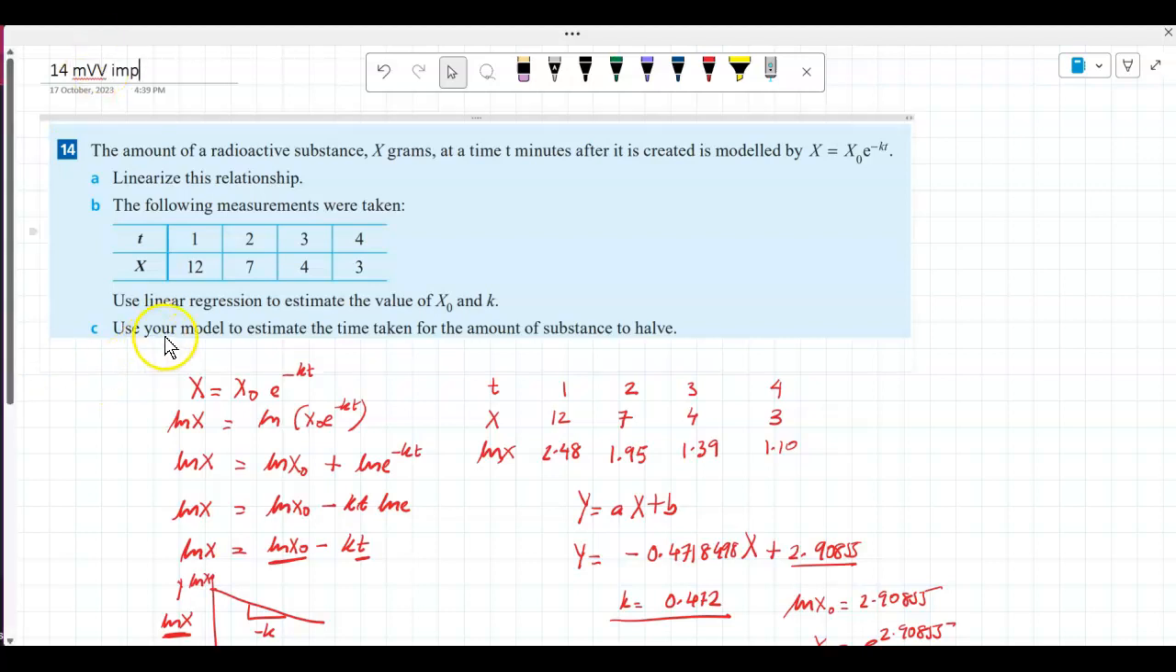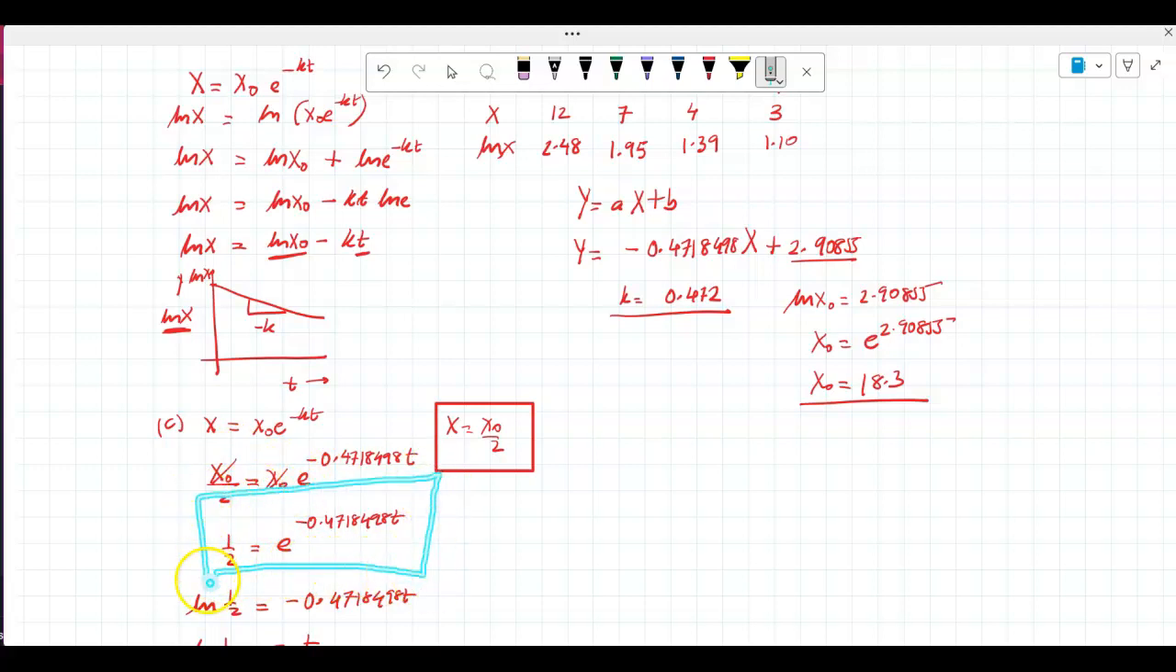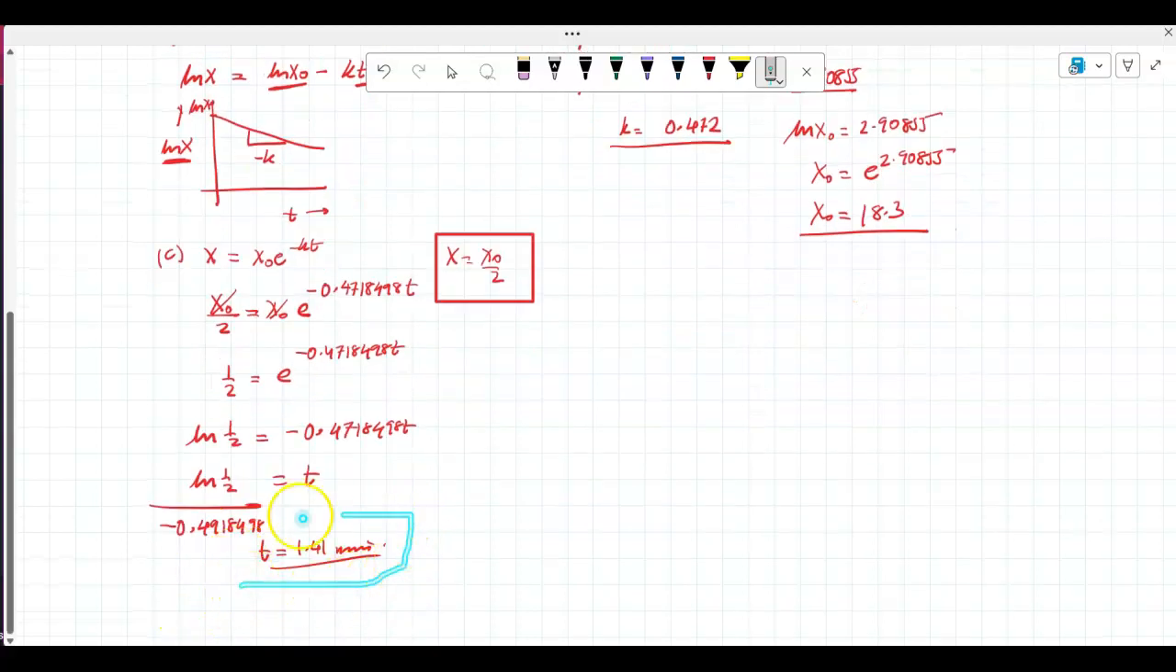Okay. Use your model to estimate the time taken for the amount of substance to halve. So that means your original value is x naught, when t is equal to 0. Your x will be x naught over 2. The x naught cancels off, so half is equal to the exponential. You can use solver. If you don't want to take ln on both sides, just use solver and you'll get the value of t.